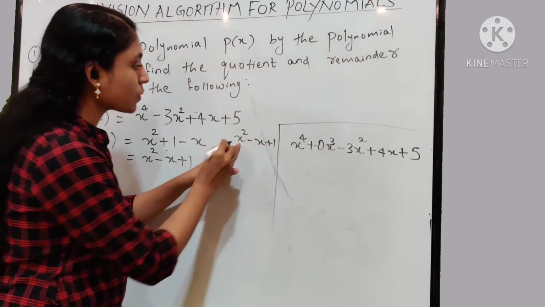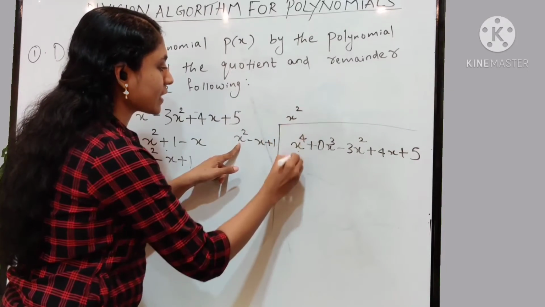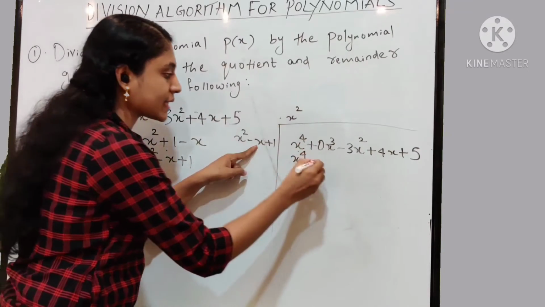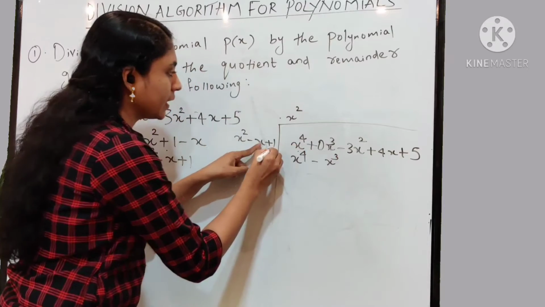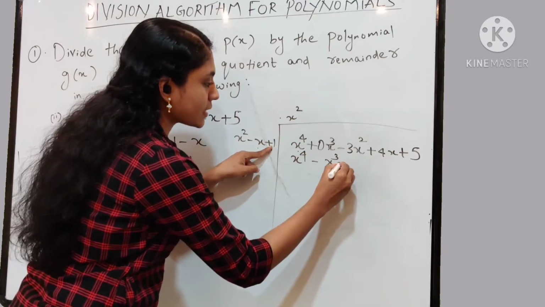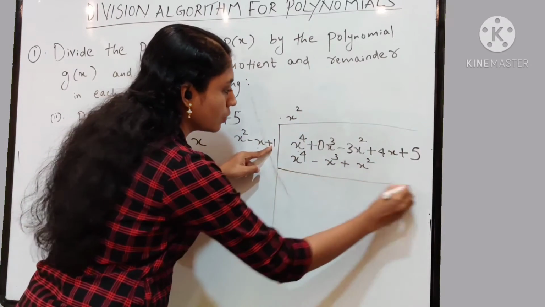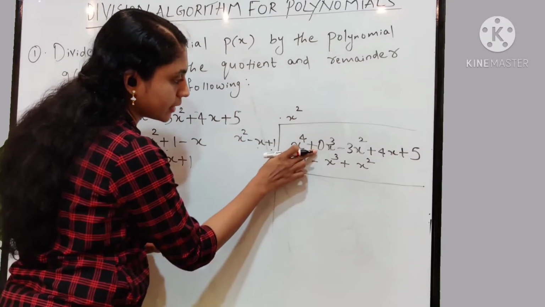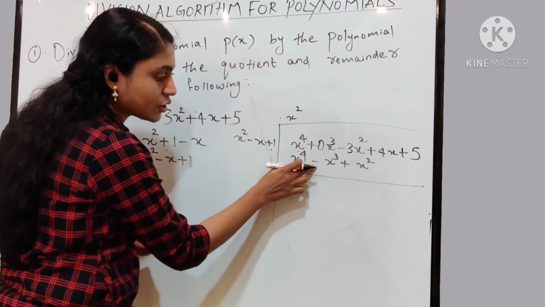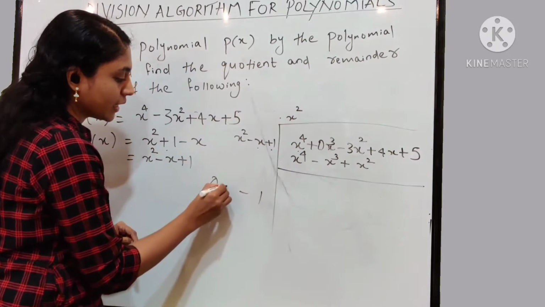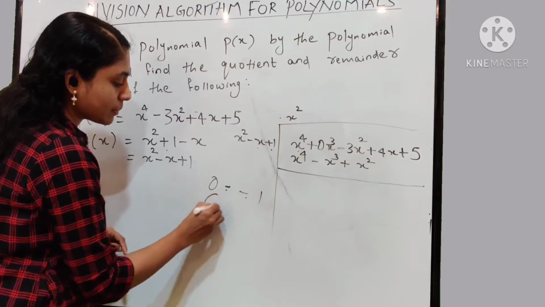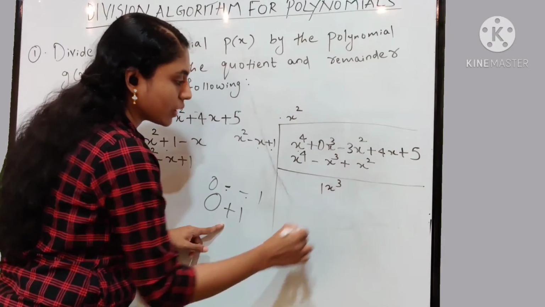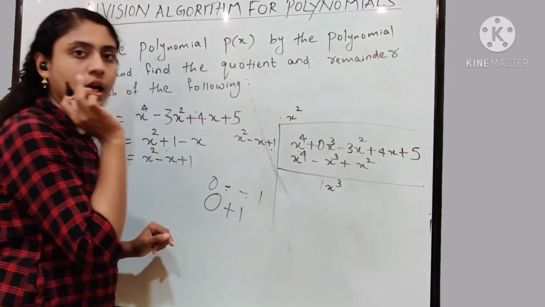X square into x square is x raised to 4. Then minus x into x square is minus x cube. Then plus 1 into x square is x square. Now do subtraction. Here x raised to 4 and x raised to 4 get cancelled. Then 0 minus minus 1. We are subtracting, so minus minus becomes plus. 0 plus 1, what is the answer? 1. And here it is the x cube term, so 1x cube, or simply x cube.